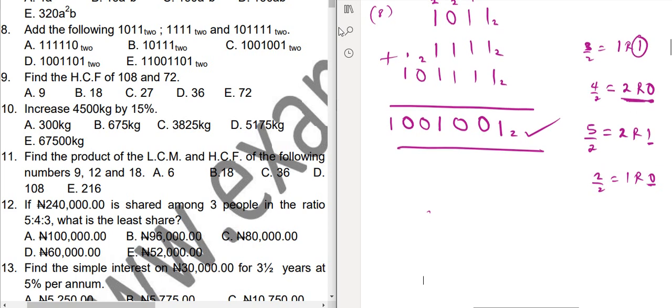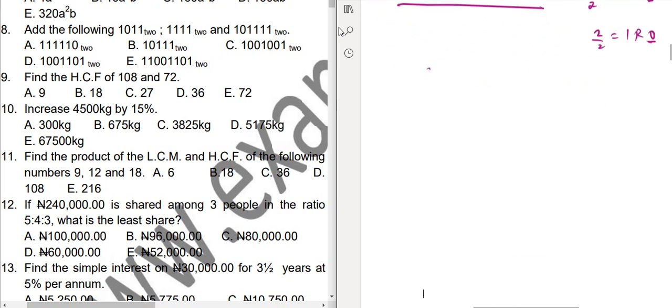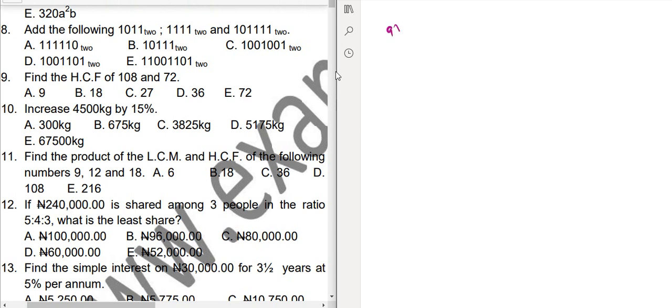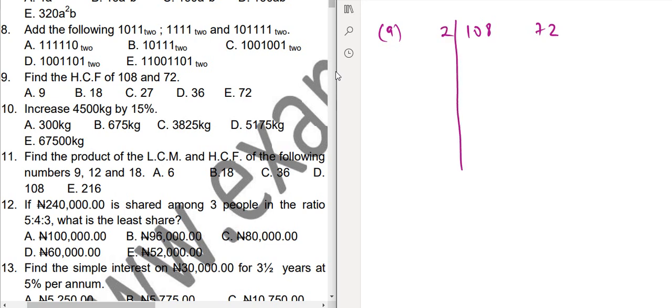Number 9. Find the HCF of 108 and 72. 108 and 72. Okay. 2 into this, 54, and 2 into this, 36. Did the 2 divide both? Yes, sir. So it can divide both. So we'll mark this one of the numbers we need.